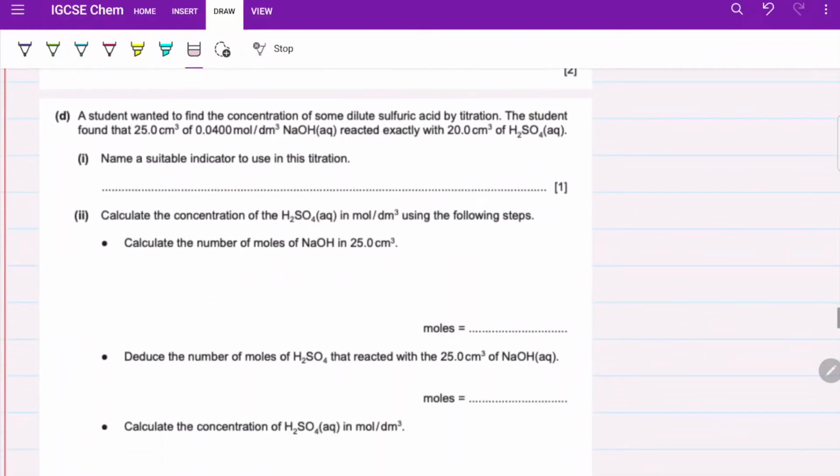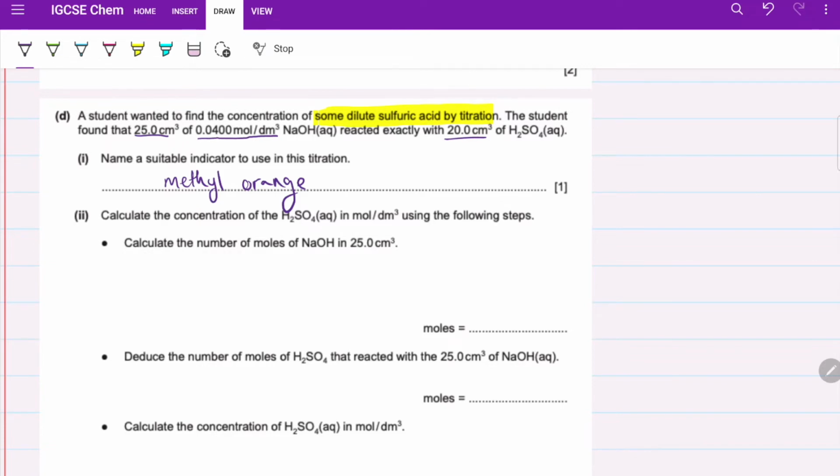Okay, so part D. A student wanted to find the concentration of some dilute sulfuric acid by titration. The student found that 25 centimeters cubed of 0.0400 moles per decimeter cubed NaOH aqueous react exactly with 20 centimeters cubed of sulfuric acid. So name a suitable indicator to use in this titration. A suitable one would be methyl orange. You should remember that it's best used for titrations that involve finding the concentration of acids.